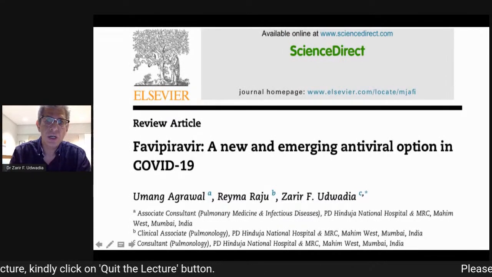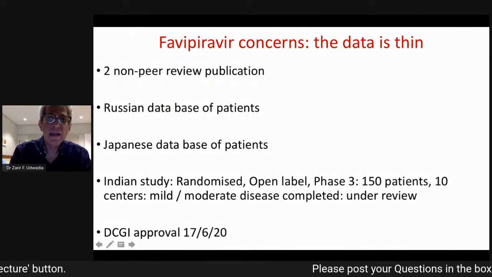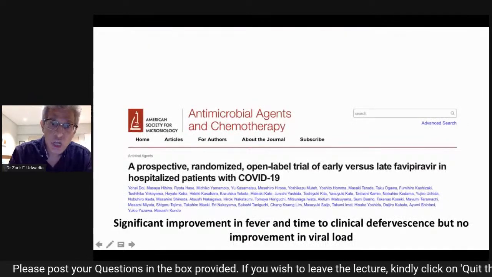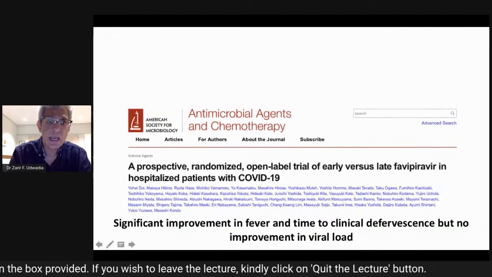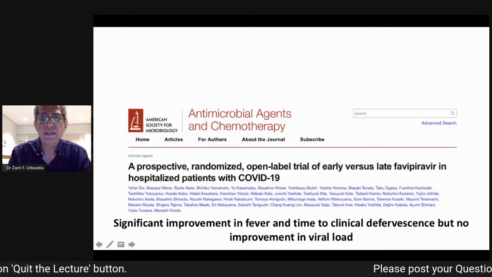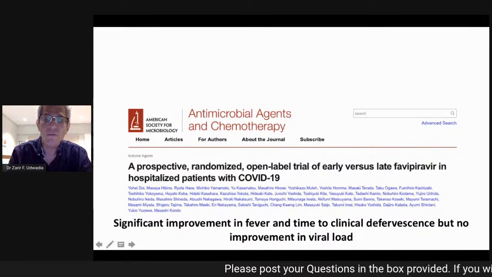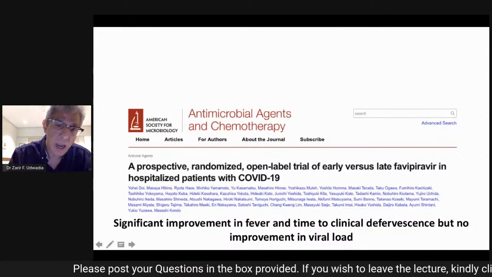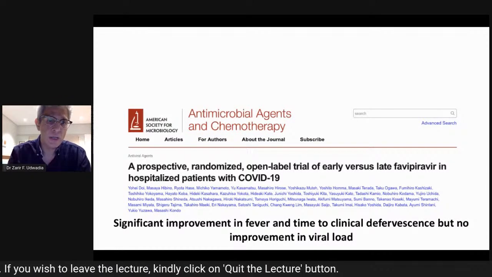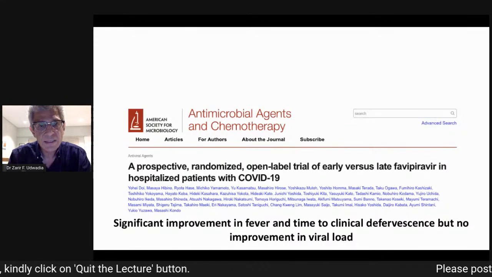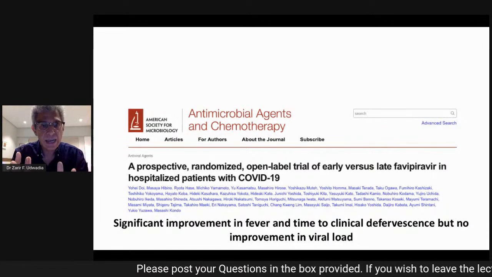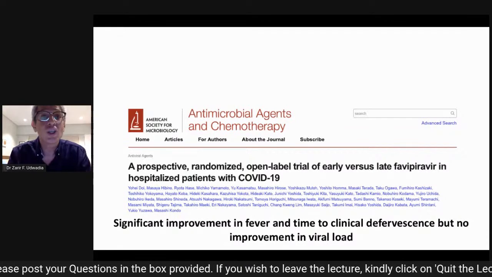We wrote up a review on this drug a few months ago, and I am concerned that the actual available data is a bit thin, but that is changing. And this was a recent publication in a very prestigious high impact factor journal, which showed that taking the drug did result in a significant improvement in fever and time to clinical defervescence, but no change in viral load. Our study on the drug in 10 Bombay centers is under review in a journal abroad. And all I can say is that all the drug can do is perhaps get your patient well a little faster, shorten the clinical time to improvement, and don't expect, of course, a cure.